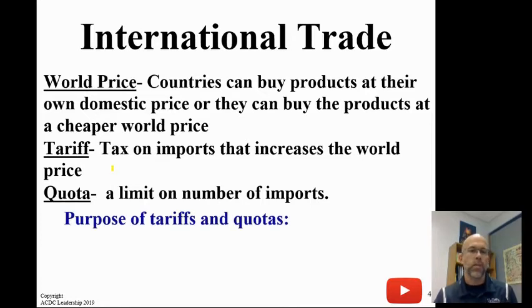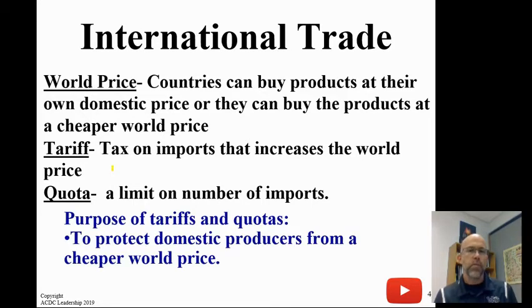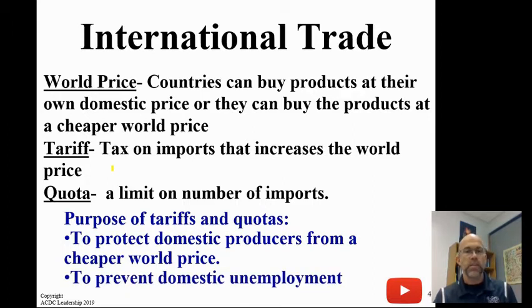Now, why do they do that? Well, the purpose of both tariffs and quotas is to protect the domestic market. So it protects domestic producers from a cheaper world price, but it also prevents domestic unemployment. So there's more employment domestically.